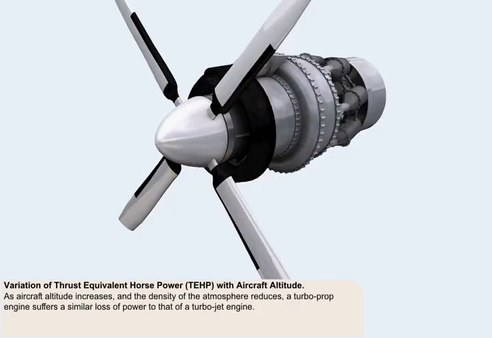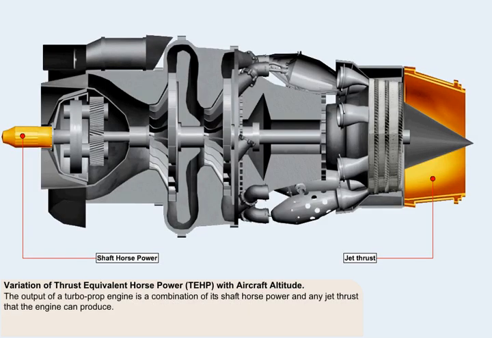As aircraft altitude increases and the density of the atmosphere reduces, a turboprop engine suffers a similar loss of power to that of a turbojet engine. We showed earlier that the output of a turboprop engine is a combination of its shaft horsepower and any jet thrust that the engine can produce.